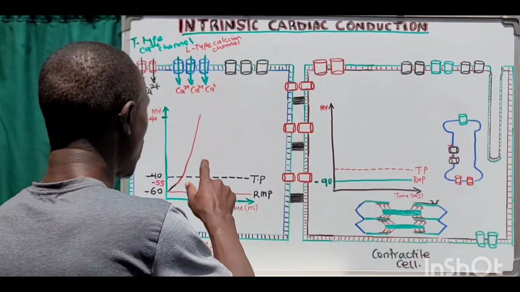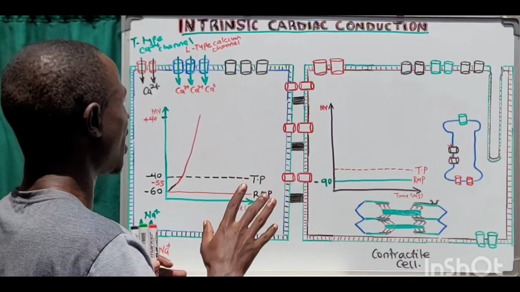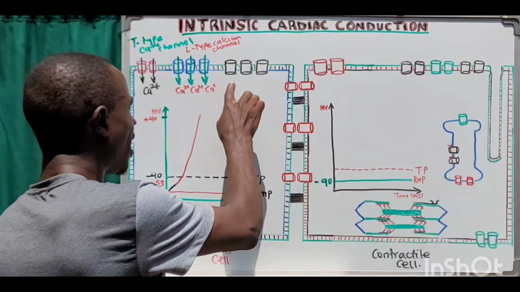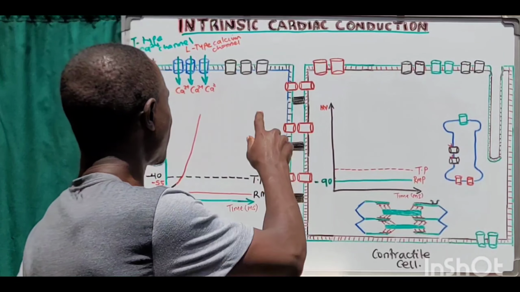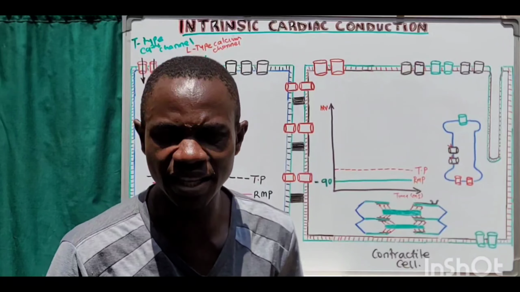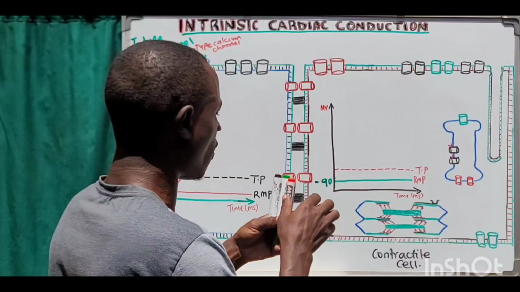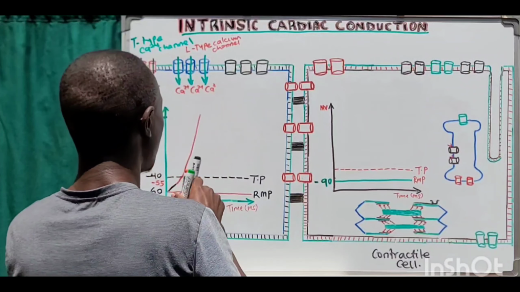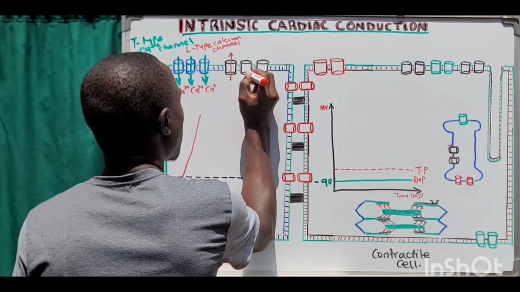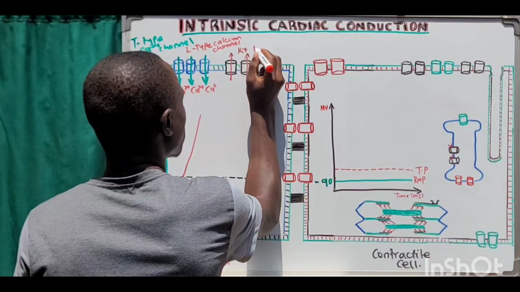Now, what happens when the membrane potential reaches the peak point? Something beautiful happens. We have channels called depolarization-sensitive potassium channels. These channels also start to open as if they have never opened before. When they open, they start allowing the outward movement of what we call potassium.